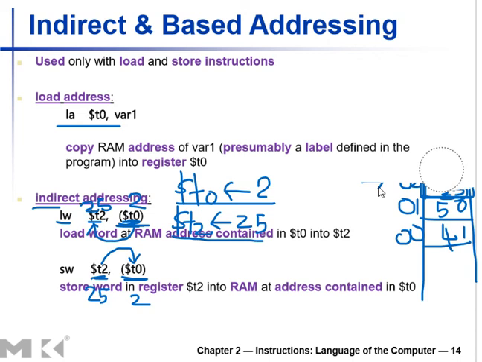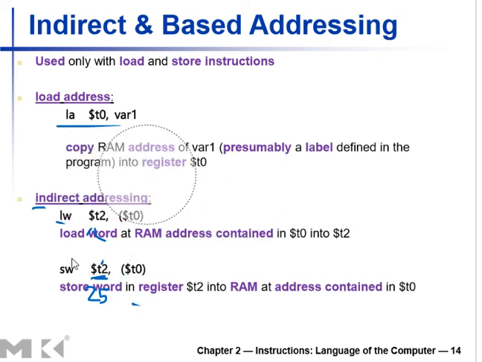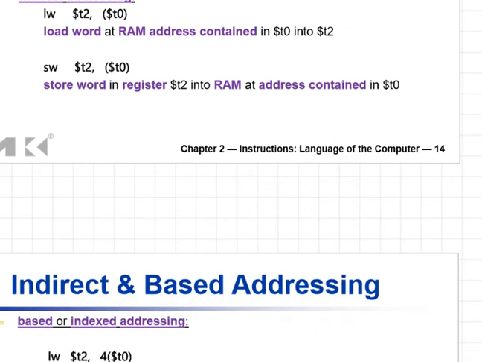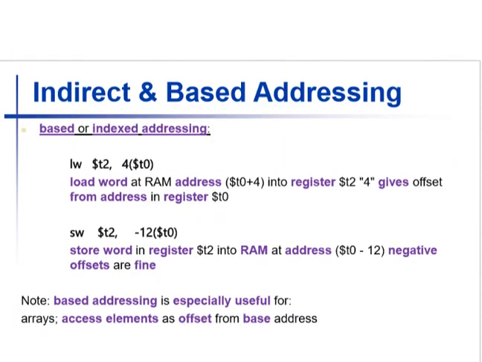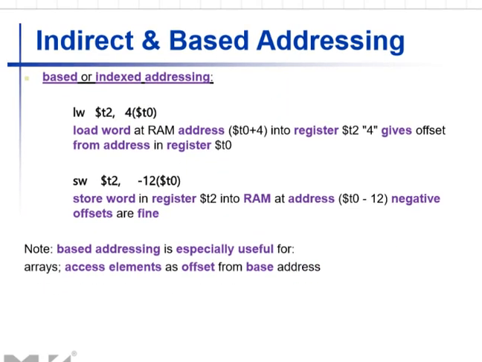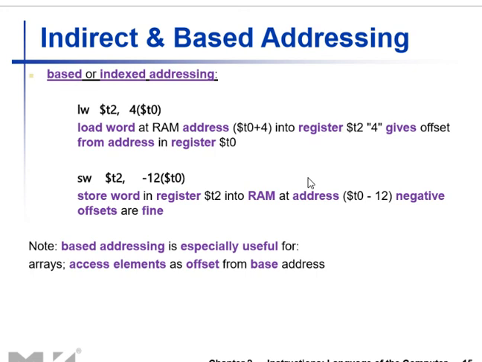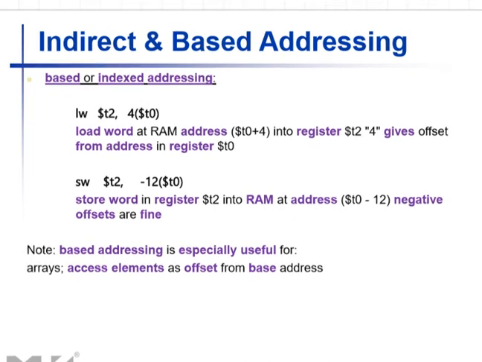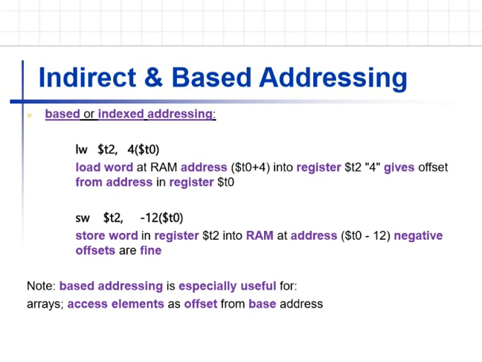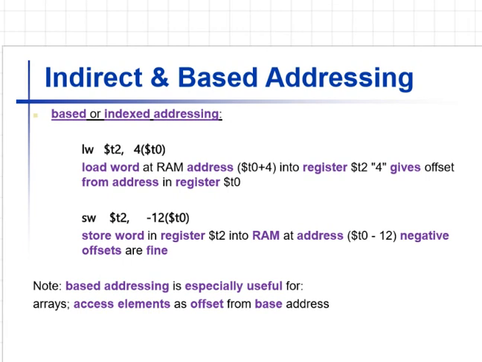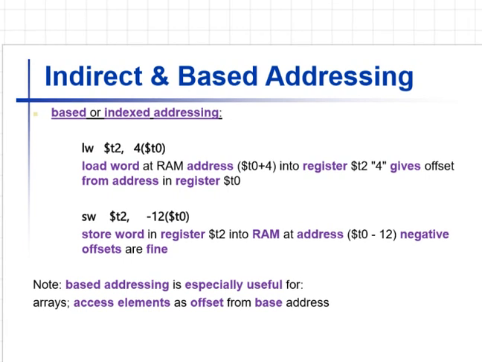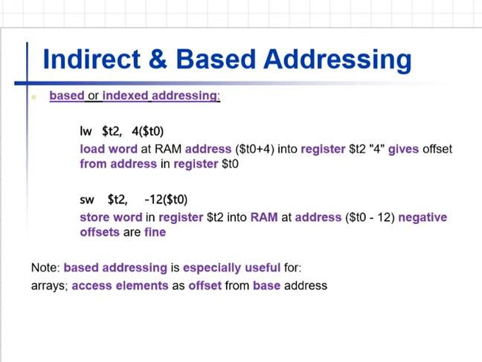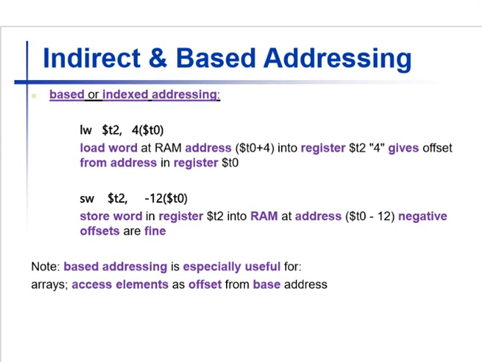So this is about indirect addressing. Now we have based addressing. This based addressing we already used in arrays, but anyway let's try to use that. Sometimes we can call it indirect addressing or sometimes we can call it based addressing.